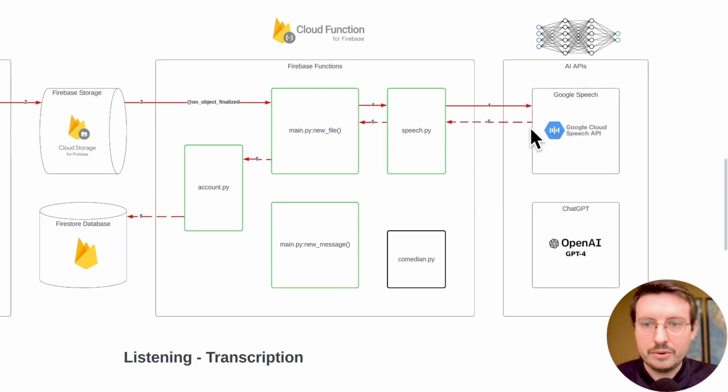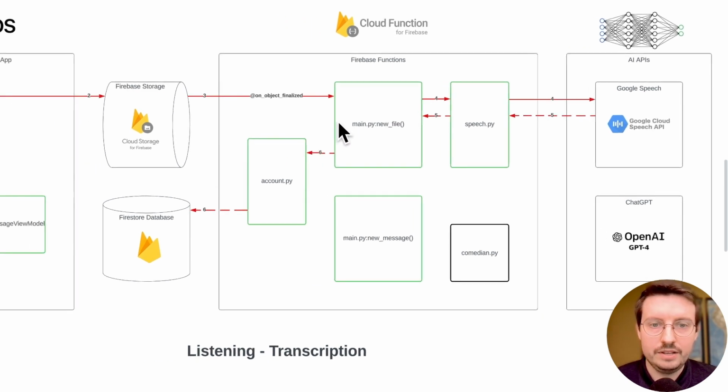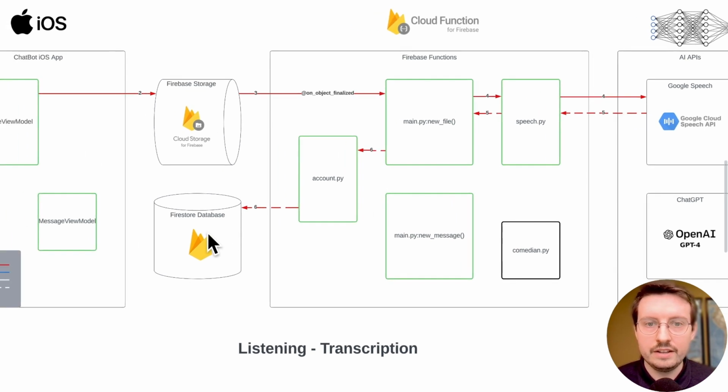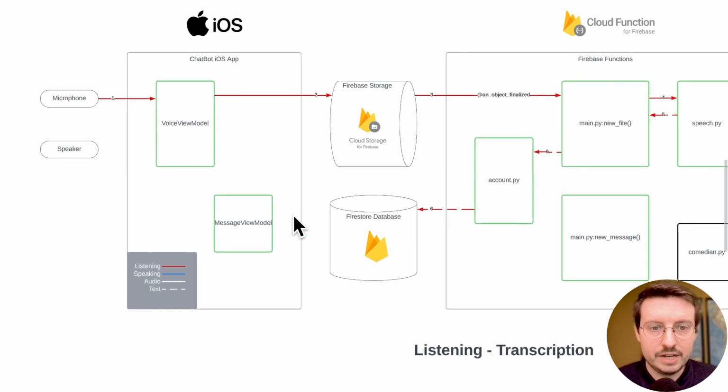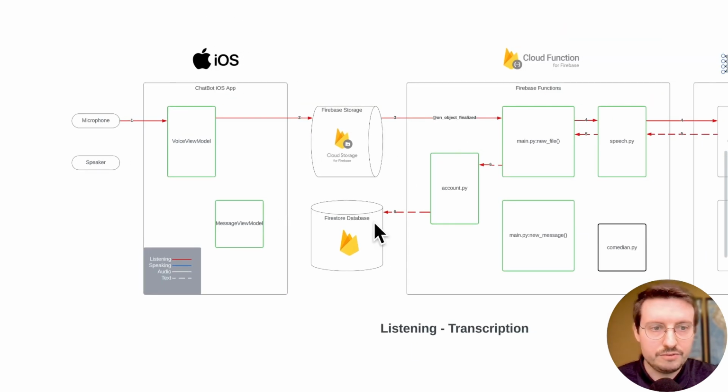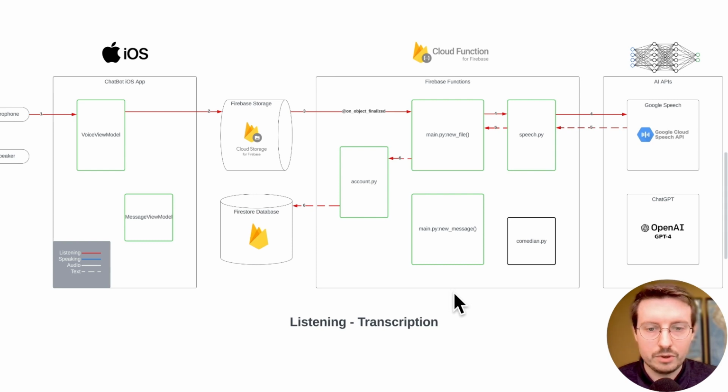Once it's transcribed the audio, it will return a text string of what the person said. This text string will then be passed from speech.py back to new file, and then the text will be passed to account.py to create a new message for the account, and then account.py will pass it into the Firestore database. So this is how we're taking the audio levels from the microphone and turning it into a new message in the chat in text format. So that's listening or transcription.